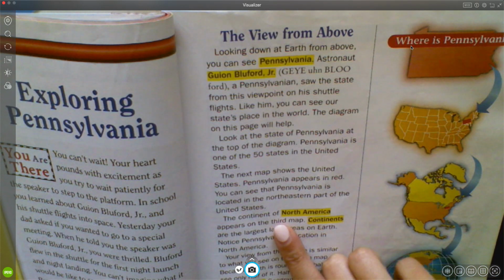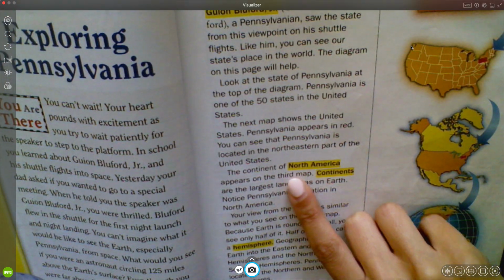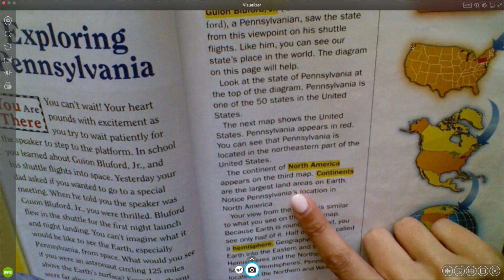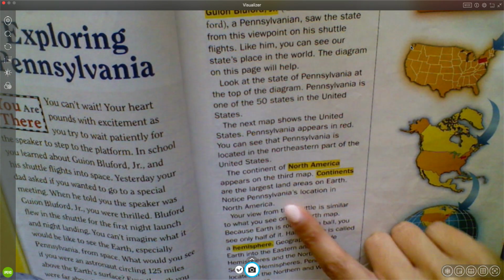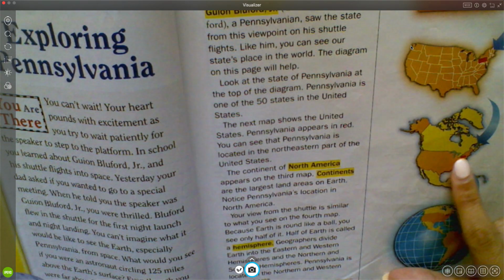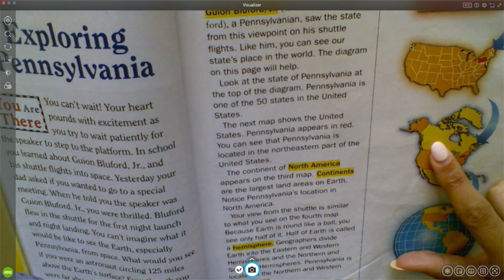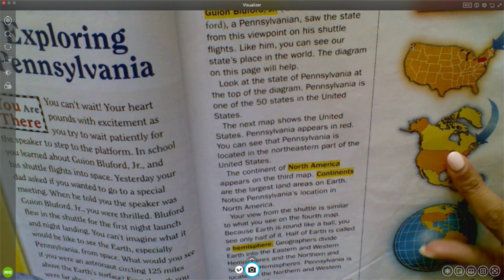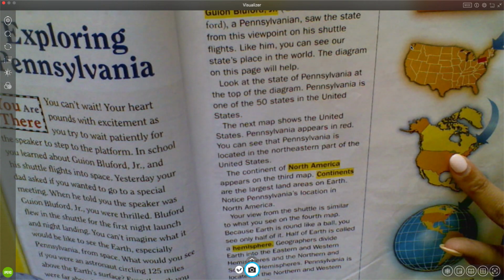It says, The continent of North America appears on the third map. So here we go right here. Continents are the largest land areas on Earth. Notice Pennsylvania's location in North America. So again, there's Pennsylvania compared to the entire country. And just a reminder, or the entire continent, I guess, compared to the other countries.